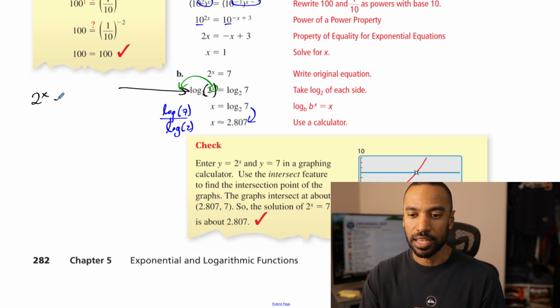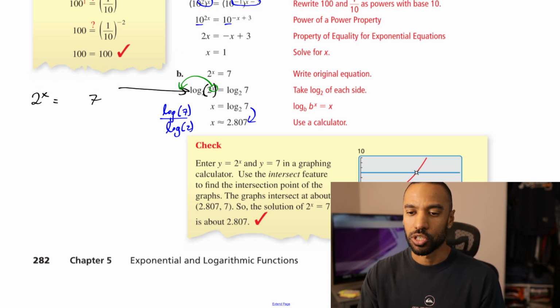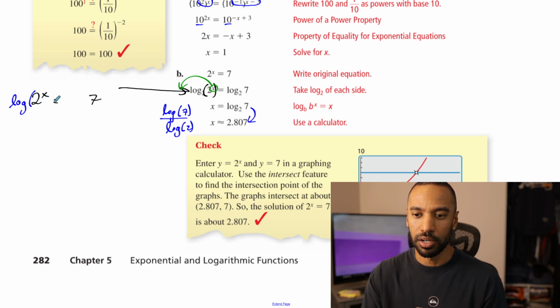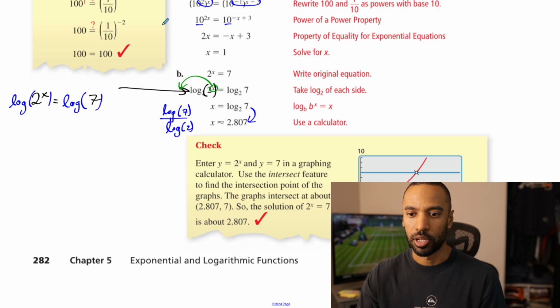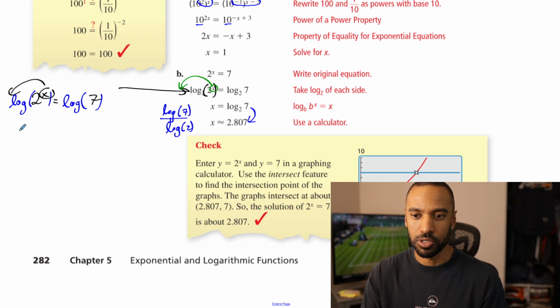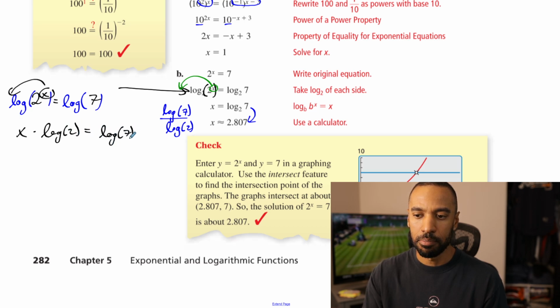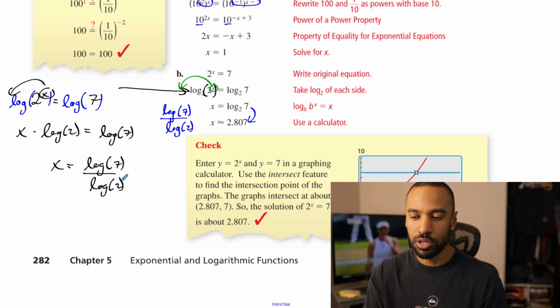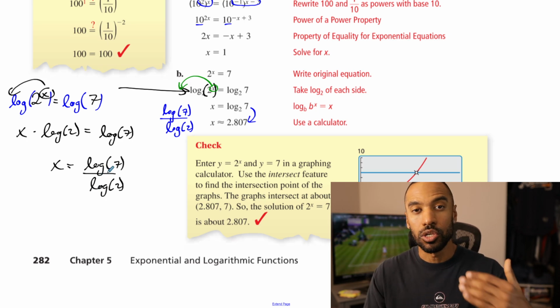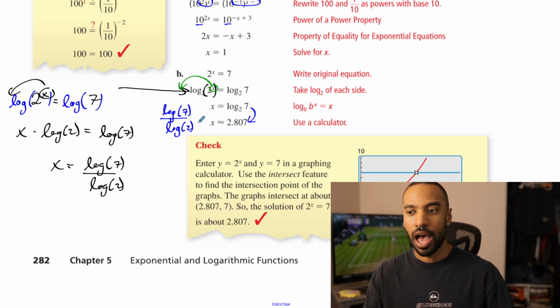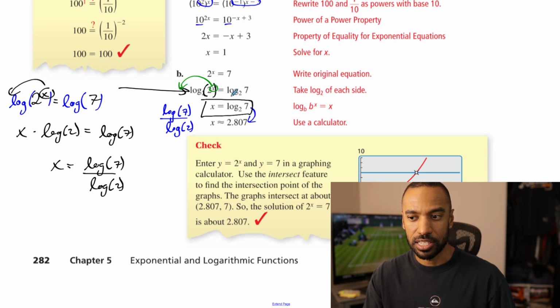So 2 to the x equals 7. If I just log both sides straight up, regardless of base, as long as these bases match right here, just common log base 10, the x still pulls out, and this is x times log of 2 equals log of 7. So if we divide both sides by log of 2, we get x equals log of 7 over log of 2. So this one is more so a way to remind you of what you need to write in the calculator. I prefer this appearance of an exact answer personally.